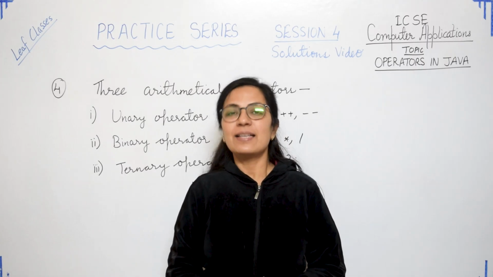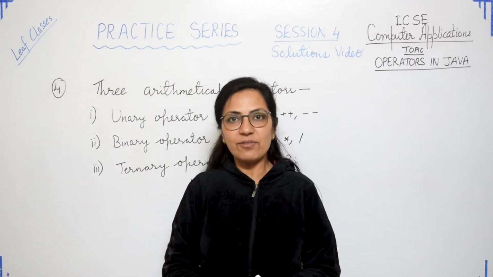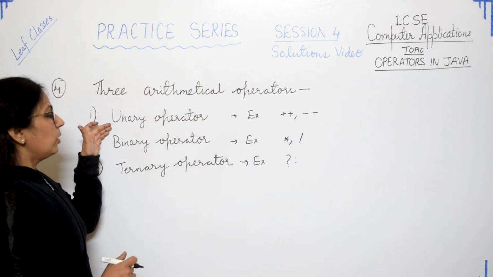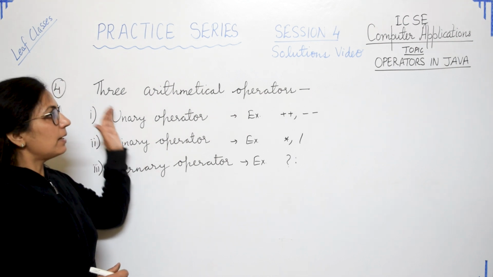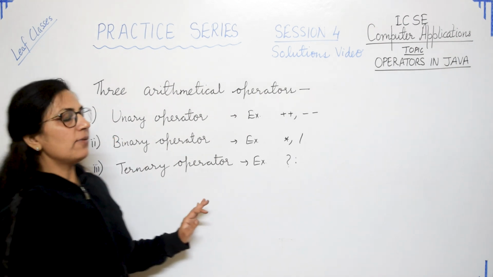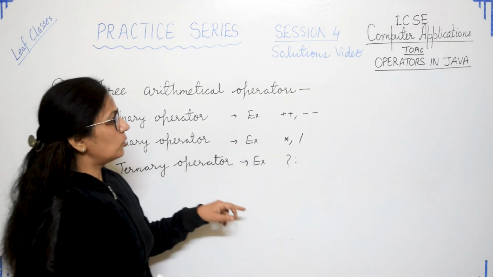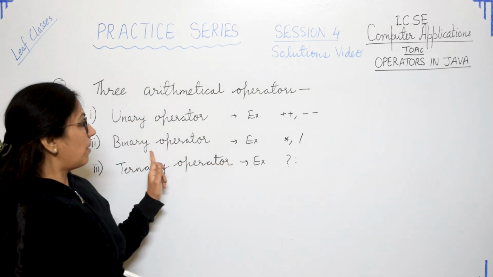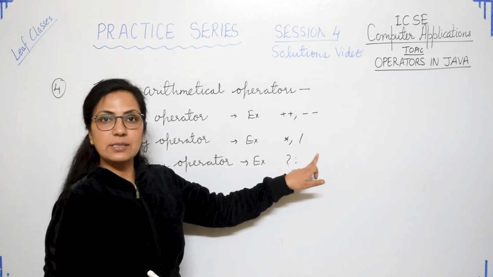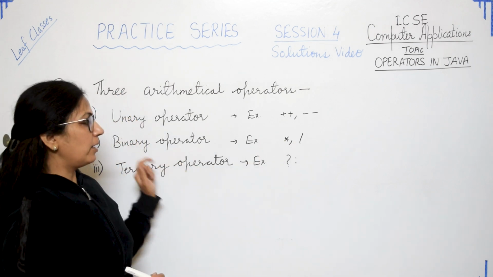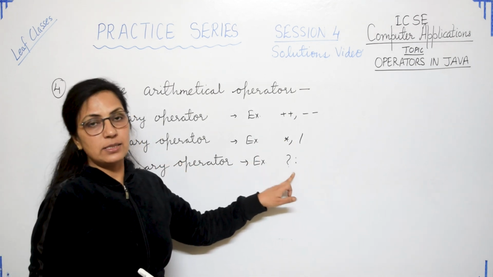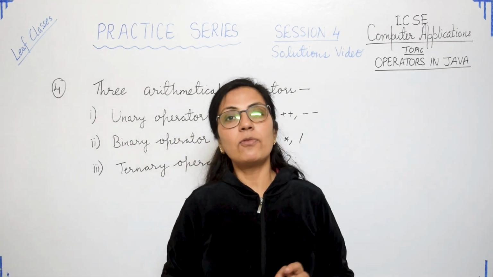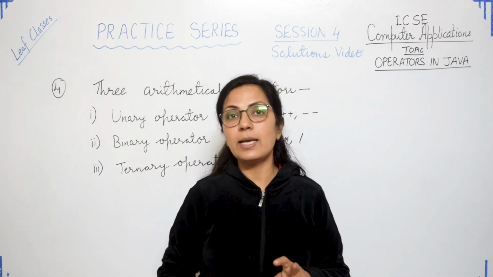Question number 4 says, name 3 arithmetical operators and give one example of each. So here are the 3 arithmetical operators: unary, binary and ternary. You have to give one example of each, although I have written 2 here. Plus plus, that is increment and decrement operators, are the examples of unary operator. Then plus, minus, asterisk, slash, these are the examples of binary operator, and question mark, colon, this is known as ternary operator.